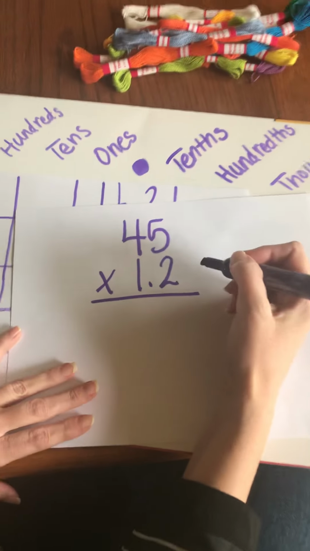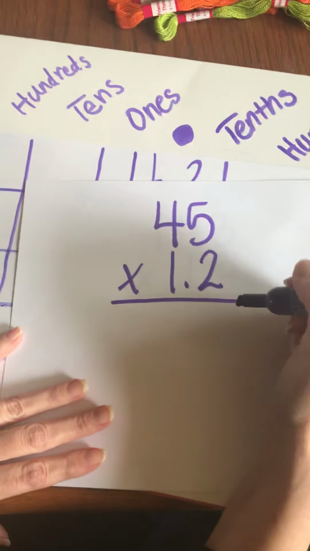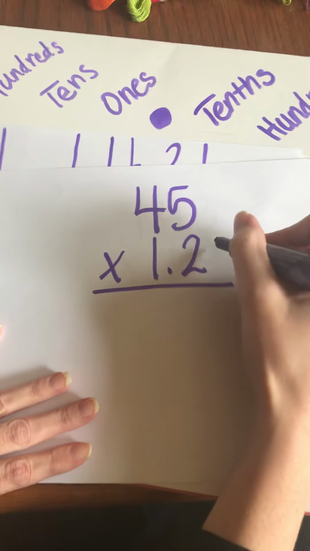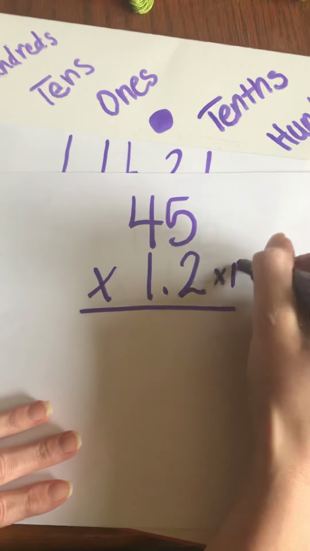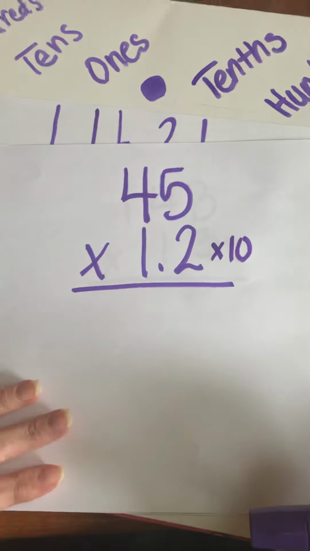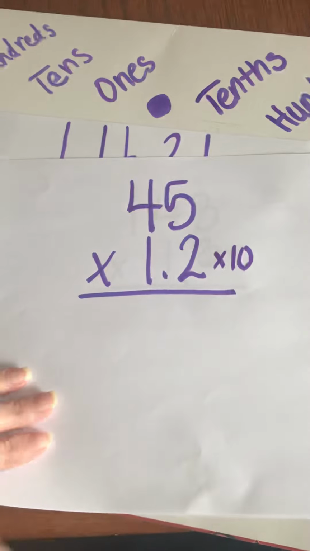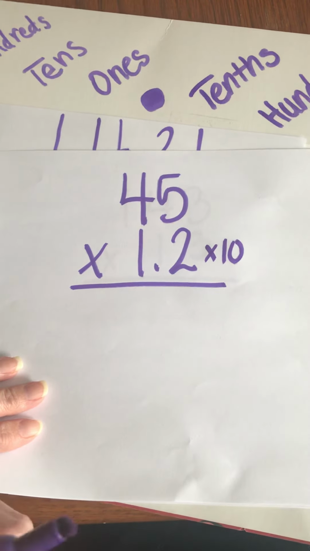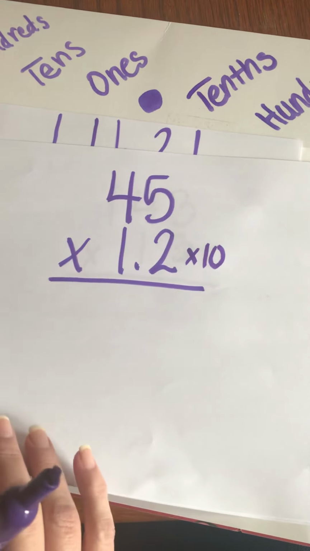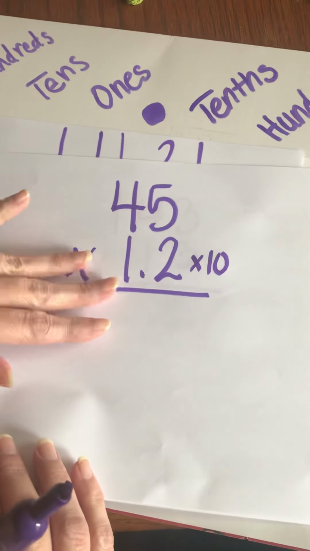So I'm going to change the 1 and 2/10 by multiplying it by 10 so that we don't have a decimal. And then at the end, I'm going to have to do something because I am taking away the decimal. So I'm not really taking it away, but I'm multiplying it by 10.